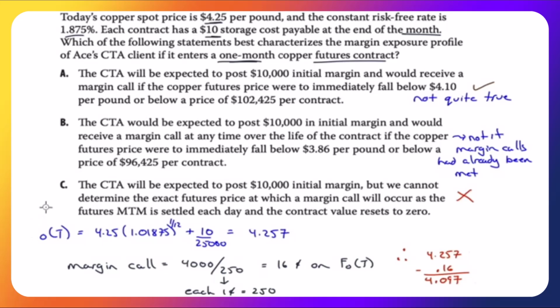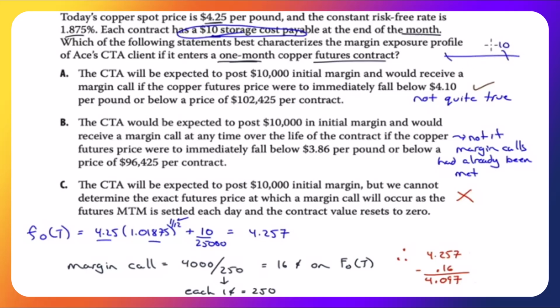Let me just change this capital to a little f because it's a futures contract. So there's the 4.25, there's the interest rate, and it is carried for 1 month. We do have a cost of $10 per contract. It's saying $10 here. It doesn't say per pound. That would be ridiculous. It's $10 per contract. But this happens at the end of the month. So we have a full month.